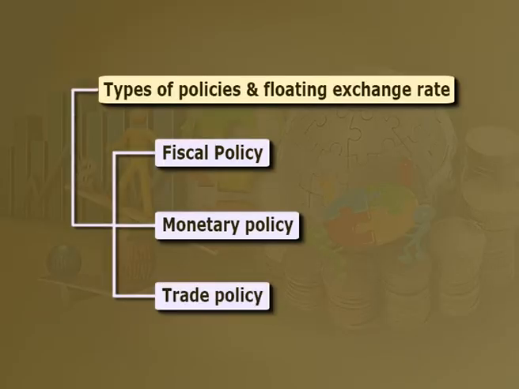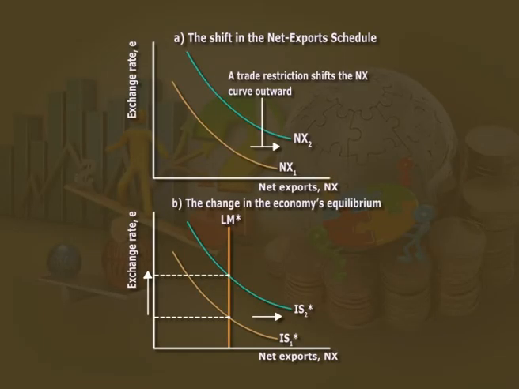We will now look at trade policy. Now, let us suppose that the government decreases the demand for imported goods by imposing import quotas and tariffs. Now, we will study the impact of trade policy on aggregate income and the exchange rate, and how the economy reaches its new equilibrium.